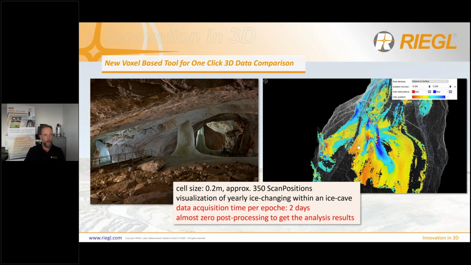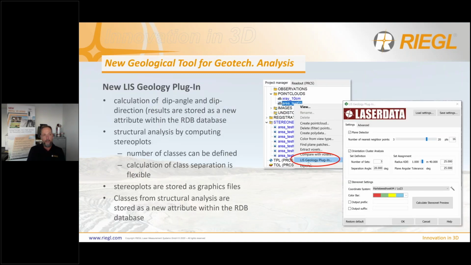Okay, that was the new voxel-based tool for data comparison. And now another extremely important tool. I think many customers have waited years for this. Our new geological tool for geotechnical analysis. It's running already on a first beta version, and I'm expecting the release by the third quarter of this year, around September. And this is really a very nice plugin.